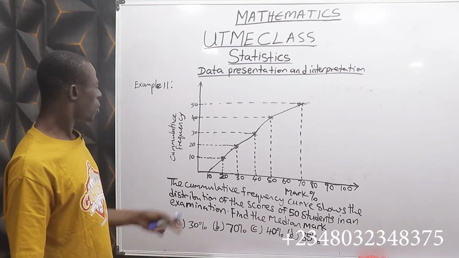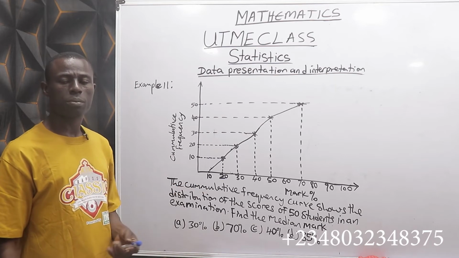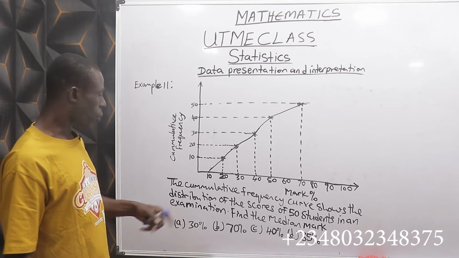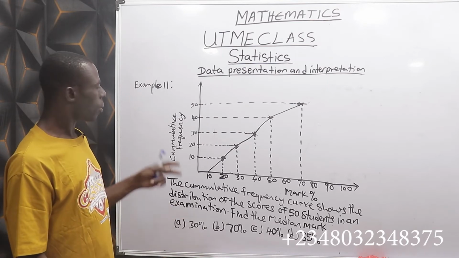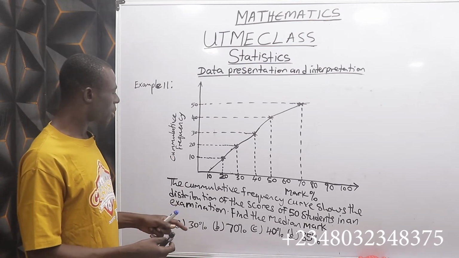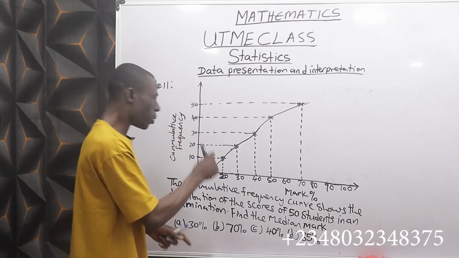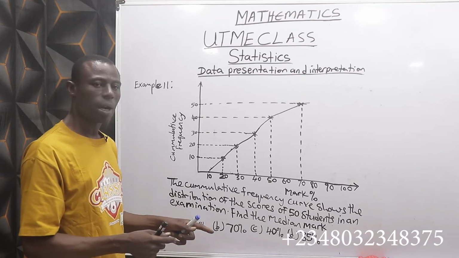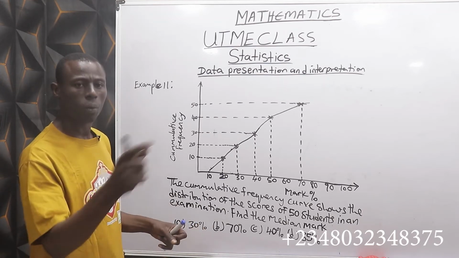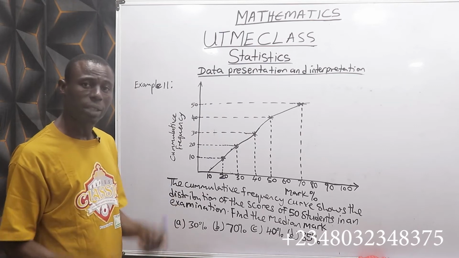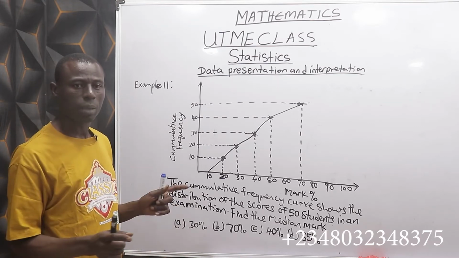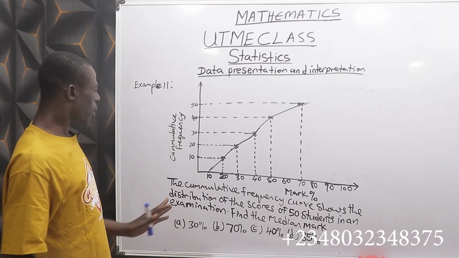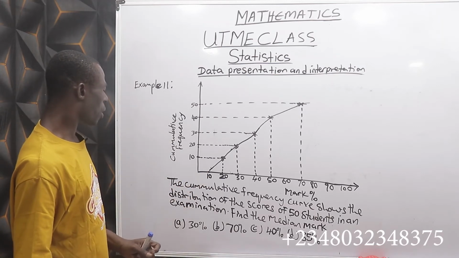Example 11. You notice that we are using the same cumulative frequency graph to answer the question. The question required to be answered from that graph has been exhausted. But I use the same graph to answer some other questions that you will definitely come across in the exam, in order not to be drawing always. So, let's use this to answer another question.